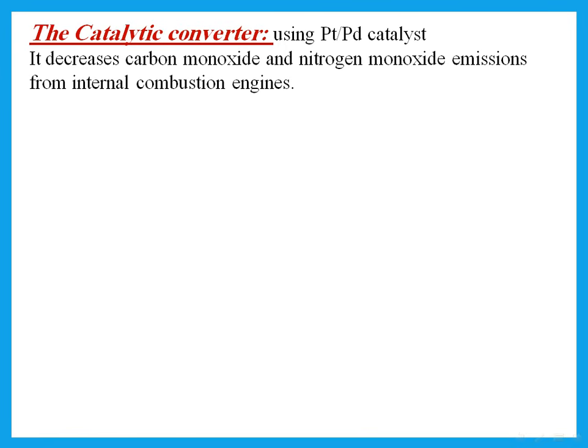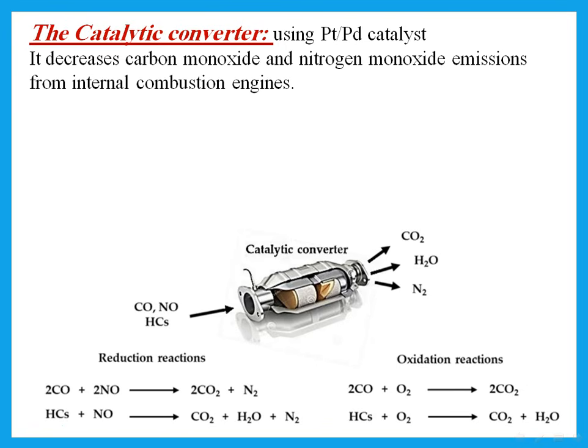An example of that is the catalytic converter in cars. So in the car exhaust engines, the catalytic converter has a catalyst which is platinum or palladium. What we're trying to do is decrease the emission of dangerous gases. So in the engine, we have carbon monoxide, nitrogen monoxide, and hydrocarbons released from the reactions in the engine.